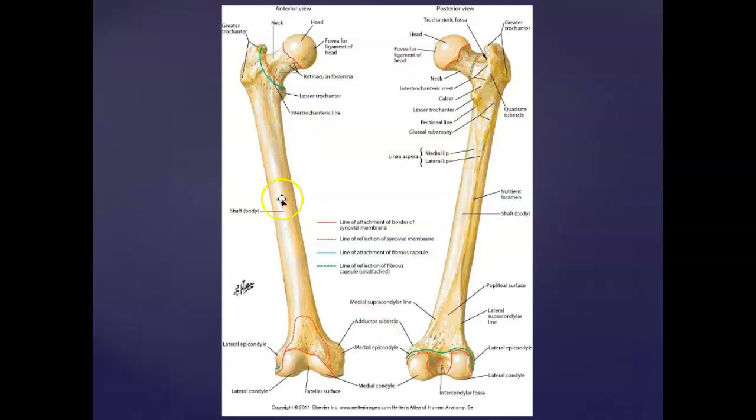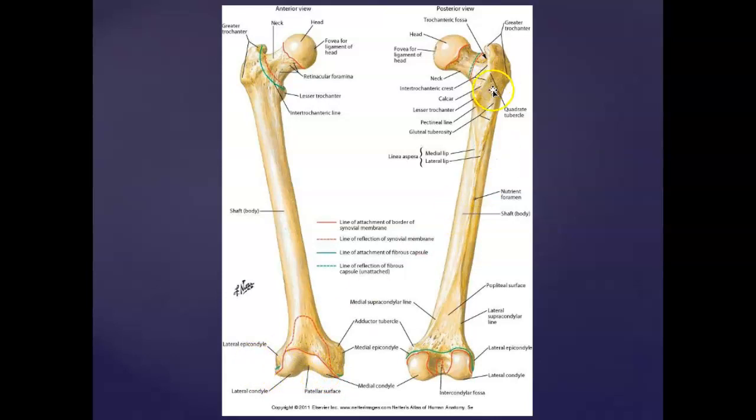On the distal end of the femur, we'll talk about the medial and lateral condyles. These are going to be sites of articulation. So whenever you see that word condyle, it's going to be articulating with something else. So the medial and lateral condyles of the femur articulate with the medial and lateral condyles of the tibia, which we'll talk about in just a few moments.